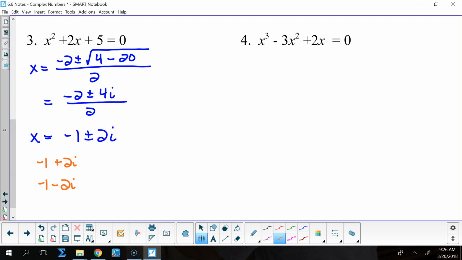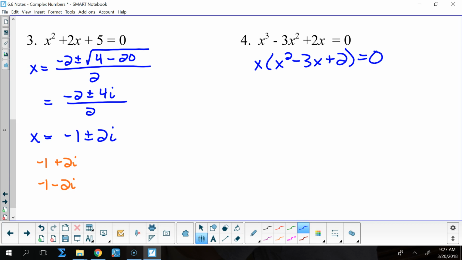And there's my 2. What about x cubed minus 3x squared plus 2x equals 0? How many answers should I get? I should get 3 answers. Can I factor anything out of that one? Factor out an x? Okay. All right. So if I factor out an x, it'd be x squared minus 3x plus 2. Can I factor that trinomial?